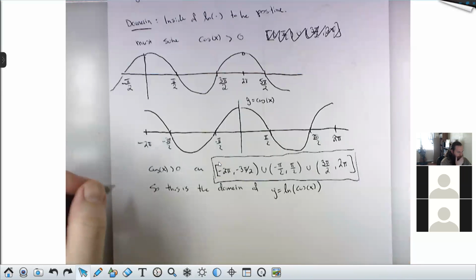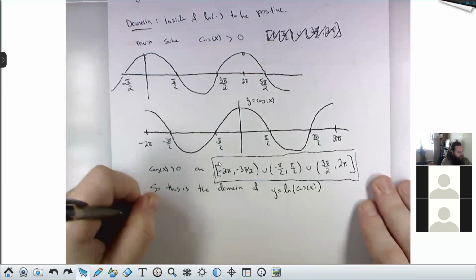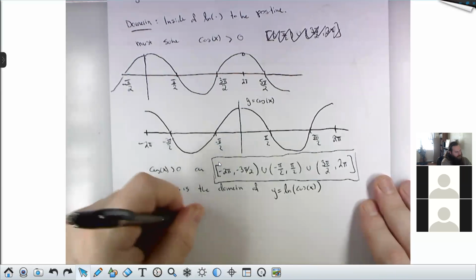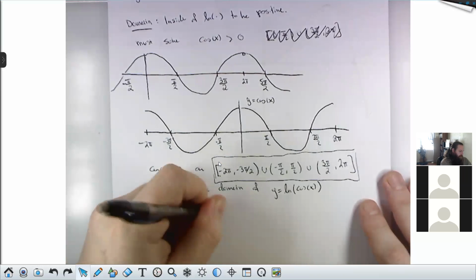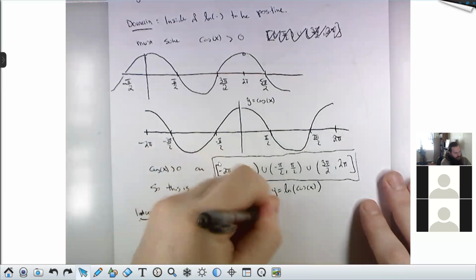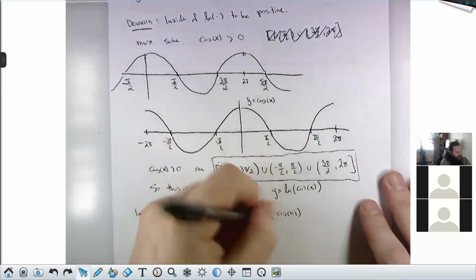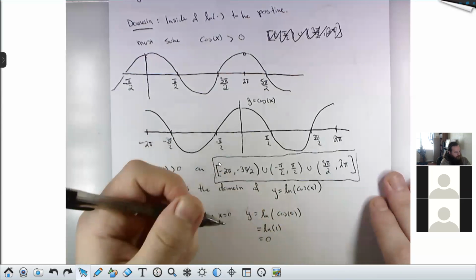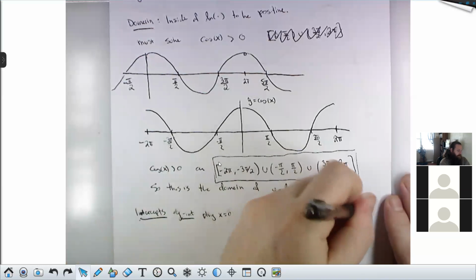Intercepts, these are going to be a little bit complicated also. The y-intercept always just comes from plugging in 0. So here y would be the natural log of the cosine of 0, which is the natural log of 1, which is 0. So our y-intercept is the point (0, 0).